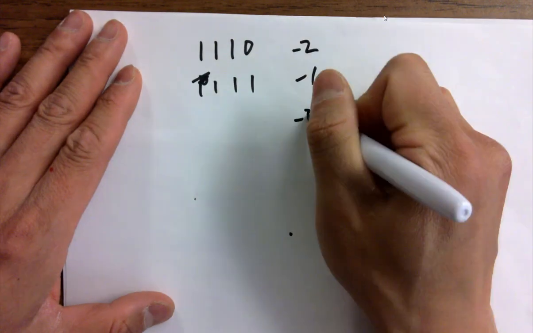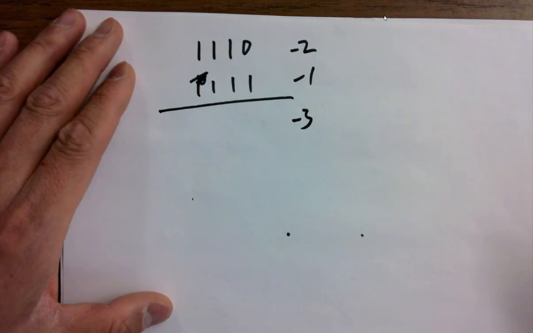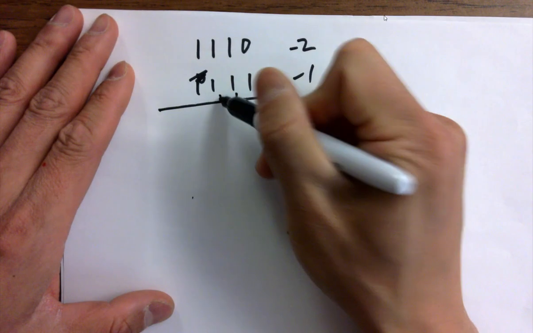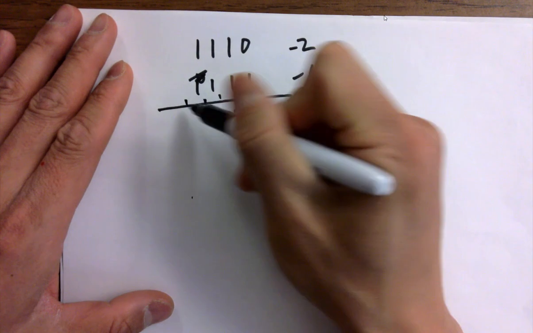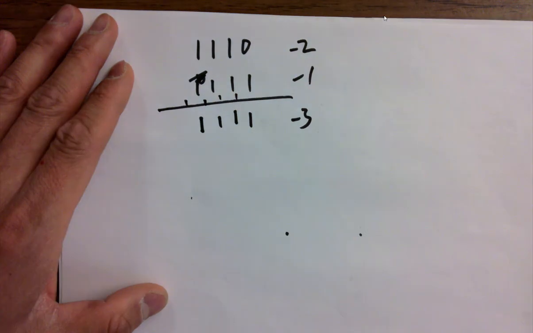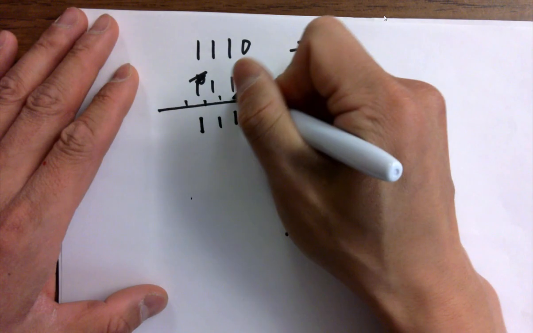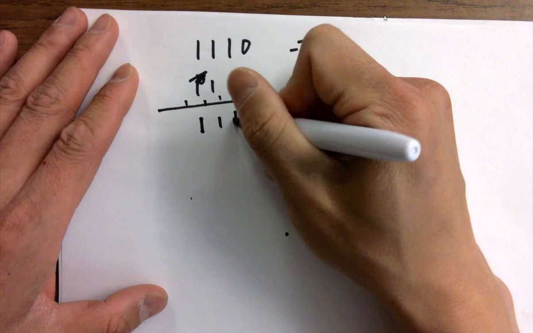-2, -1 should be -3, right? Let's see what the results are. 1, 1, 1, 1. Doesn't seem to be right. What's wrong with it? So 1, oh, there's no carry out here. So this is 0.